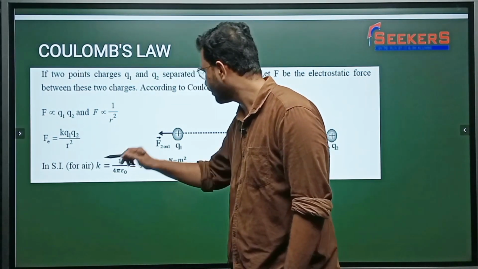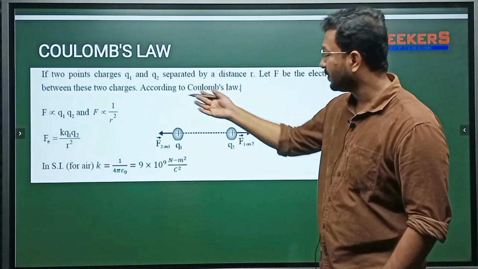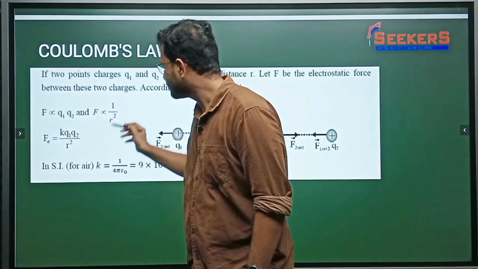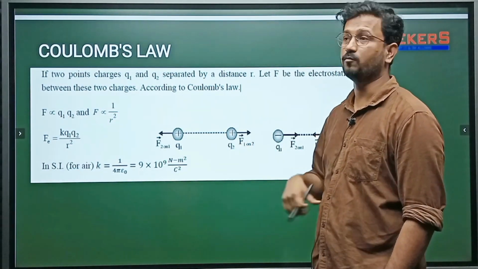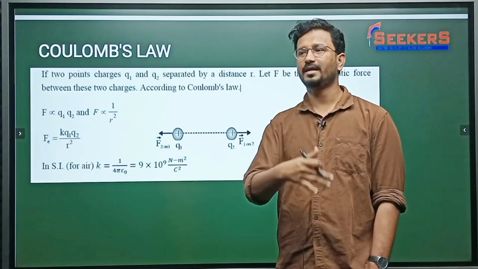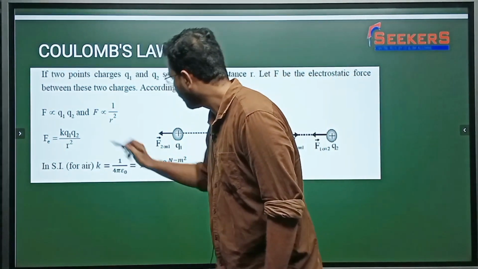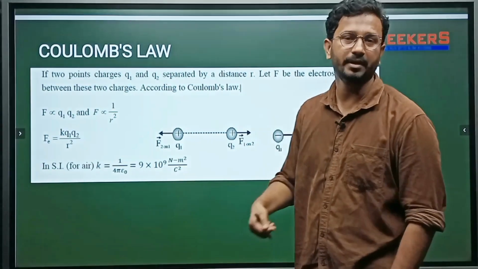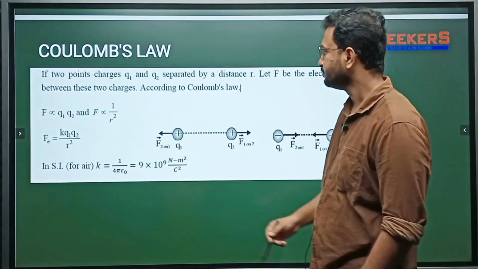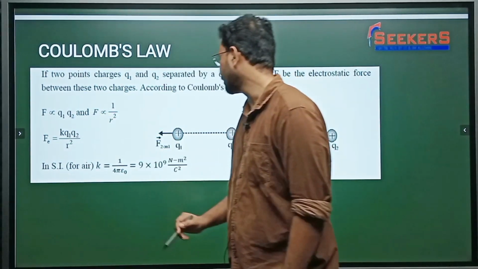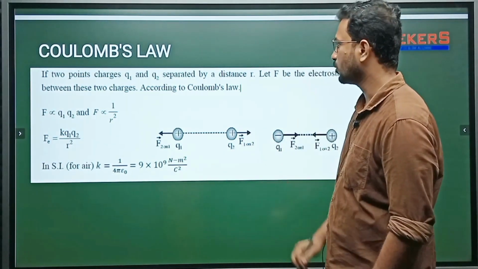What is epsilon naught here? Epsilon naught is the permittivity of free space or vacuum. It means this formula is valid for free space or vacuum. If you keep the charges inside water, oil or any other medium, the force will be different. In that case, epsilon naught will not be here; we'll use epsilon, the permittivity of that particular material. Then the K value will change. Generally, the K value is 9 into 10 to the power 9 Newton meter square per Coulomb square.